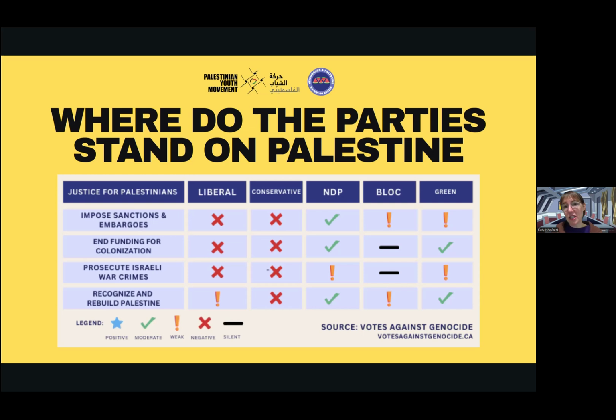The black dash indicates silence, and then the green exclamation point is a positive, oh, sorry. The exclamation point is a moderate action. The star is a positive action, so impactful, meaningful changes towards Palestine.